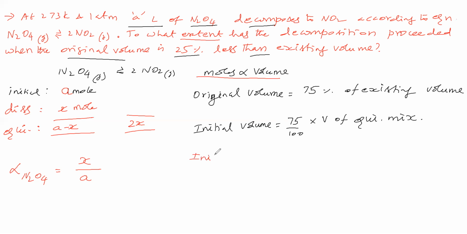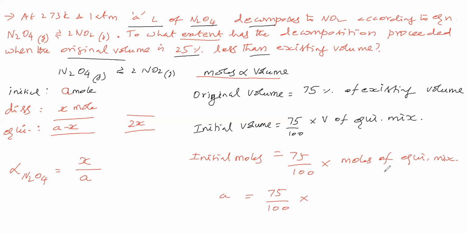Therefore, we will take initial moles equal to 75% of the volume of the equilibrium mixture, meaning the number of moles of the equilibrium mixture. So initial moles, that is A. We are taking initially N2O4, that is 75 by 100 into moles of equilibrium mixture.